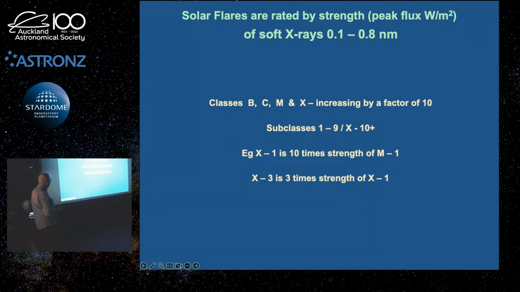And then within each class, there are subclasses 1 to 9, 2 being twice as powerful as 1, and 3 being 3 times as powerful, and so on. Except for X, there's no limit. You can just go X1, 2, 3, 4, 5, 6, 7, 8, 9, 10, 11, 12, 13, 14, 15. You can just keep going on the X. That just keeps going up.